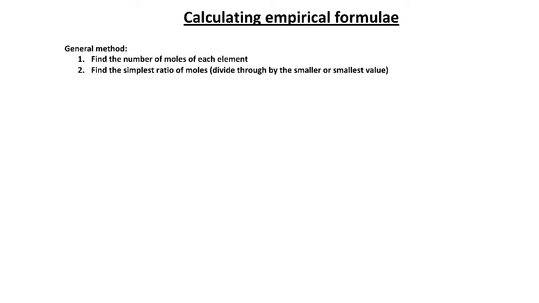I want to look here at how we can calculate empirical formula. So remember that the empirical formula is the simplest whole number ratio of atoms of each element in a compound. So really to do this, we're going to follow two steps in a way. We're going to find the number of moles of each element which are present, and then we're going to find the simplest ratio of moles.